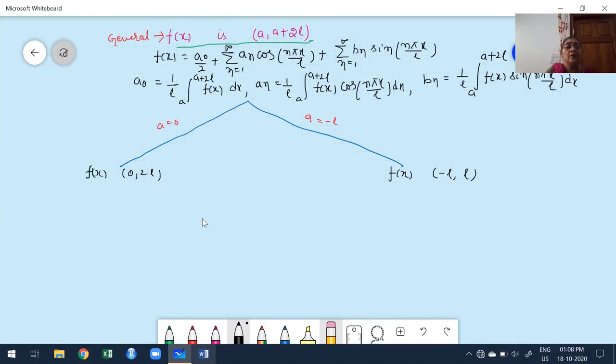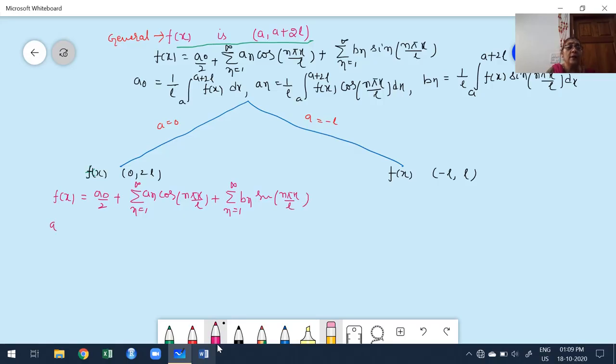The Fourier series for the function defined over the interval 0 to 2L uses the same formula we wrote for f of x defined over the general interval. The only thing is that instead of a to a plus 2L for finding a naught, a n and b n, we take 0 to 2L. f of x is equal to a naught by 2 plus summation n ranging from 1 to infinity a n cos of n pi x by L plus summation n ranging from 1 to infinity b n sin of n pi x by L.